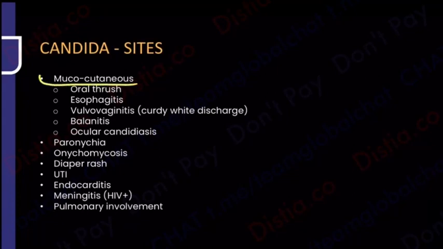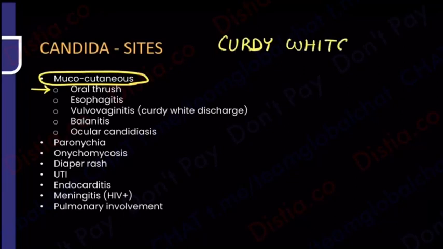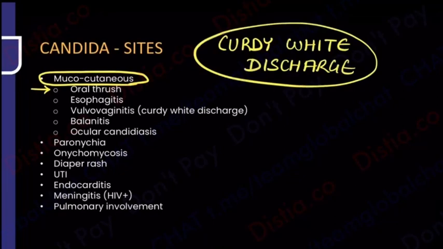The common one is mucocutaneous. When I talk about mucocutaneous, one of the most common pictures given to you will be oral candidiasis. I hope you all remember there is a curdy white, very famous curd-like discharge or membrane that you're going to see. I'm going to show you pictures in a while. That can be in the oral cavity, so that is oral thrush.